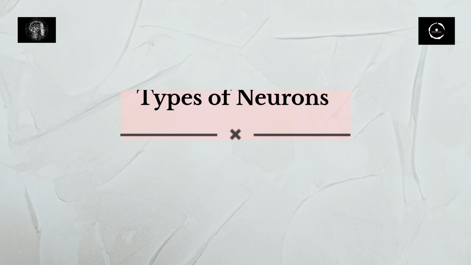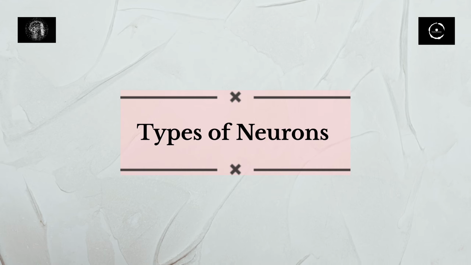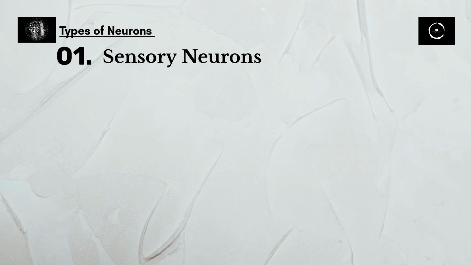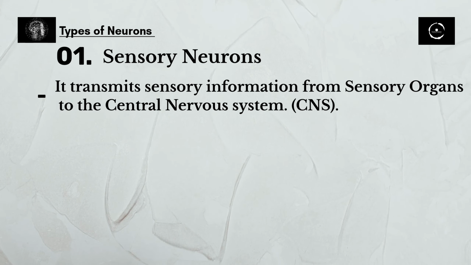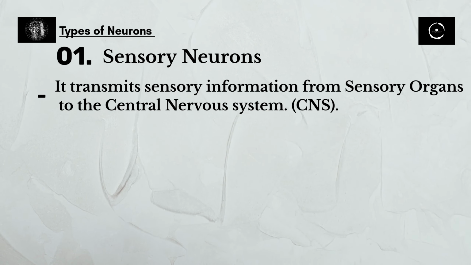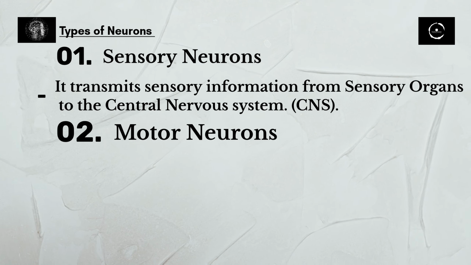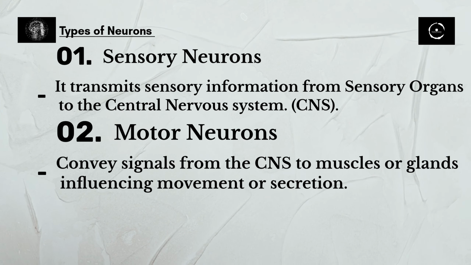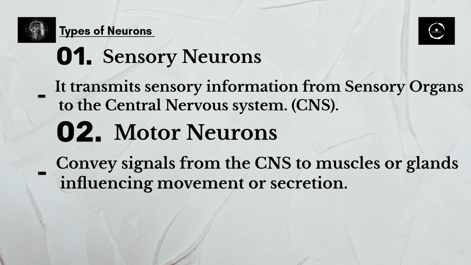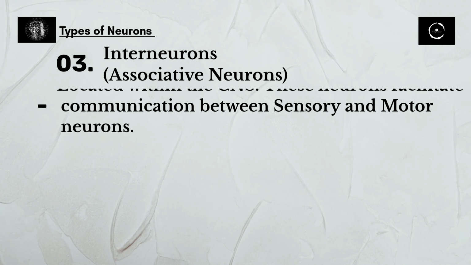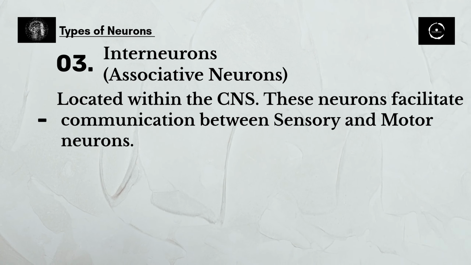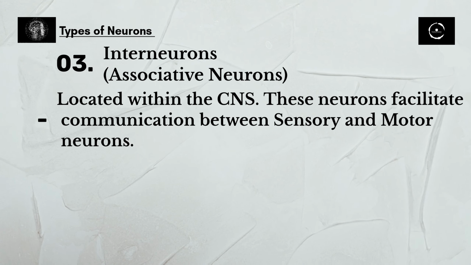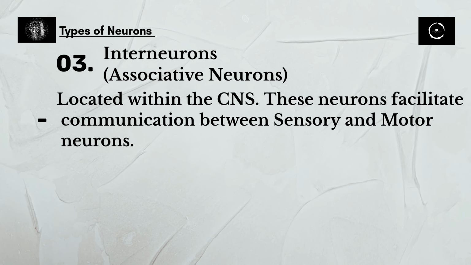Now let's talk about the types of neurons. Number 1, sensory neurons. It transmits sensory information from sensory organs to the central nervous system. Number 2, motor neurons. Convey signals from the CNS to muscles or glands, influencing movement or secretion. Number 3, interneurons, or the associative neurons. These are located within the CNS. These neurons facilitate communication between sensory and motor neurons.